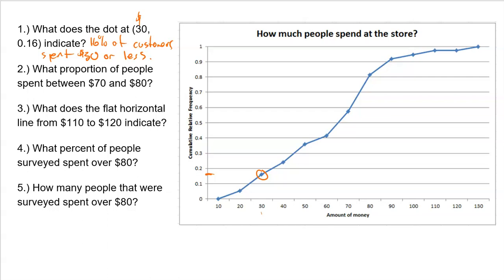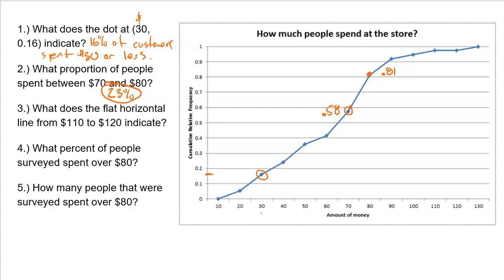What proportion of people spent between 70 and 80? Once again, just find the dot for 70. We estimated that to be around 0.58, or the 58th percentile. Find the dot at 80. We estimated that to be about 0.81, or the 81st percentile. So in between there would be 23% of data, just subtracting those values, 23% of data in between.